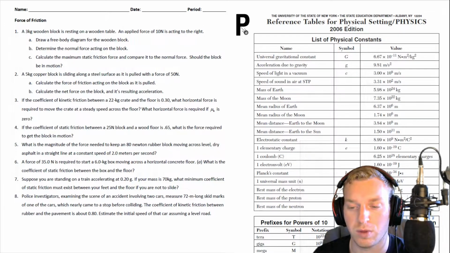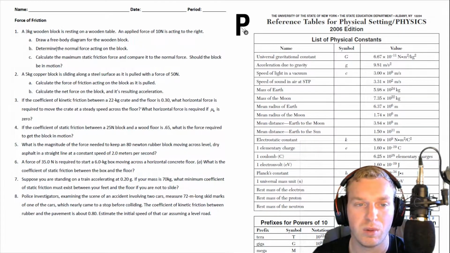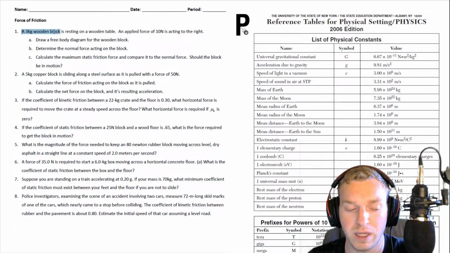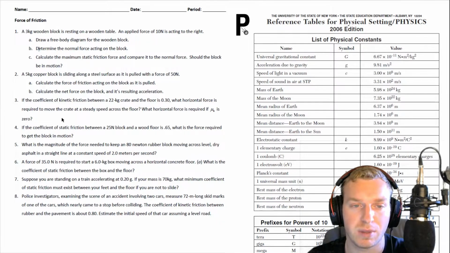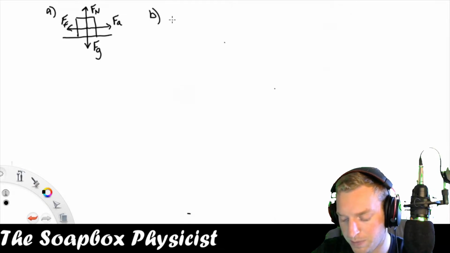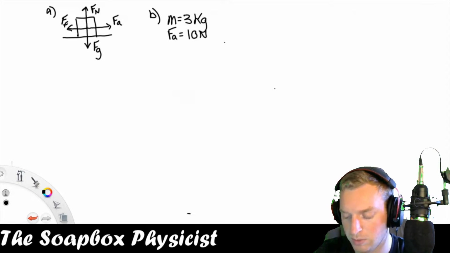Now if we're determining the normal force acting on the block, then we could say, well, let's start writing down some numbers. Let's start making our knowns list. So 3 kilograms is the mass, and we know this as the mass because of its unit, kilograms. We measure mass in kilograms, we measure weight in newtons. So 3 kilograms is our mass, and we have an applied force of 10 newtons. So let's just throw that down there and see what we can do to find the normal force. So this will be part B, so we know the mass is 3 kilograms, and the applied force is 10 newtons.